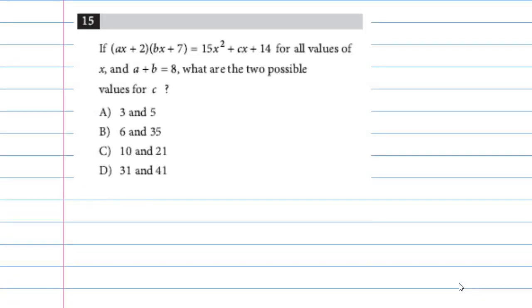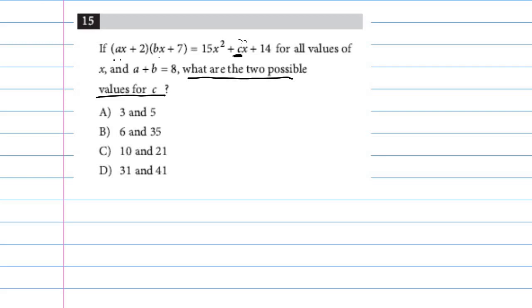Okay, so this is another question that I would want to discuss today. Sometimes students may get thrown off by a lot of letters: you have a, b, and c, and you have an x. So let's go and see what they want. They want the two possible values of c. So they want you to find c here. Where is c? C is over here, just spot that on the equation.